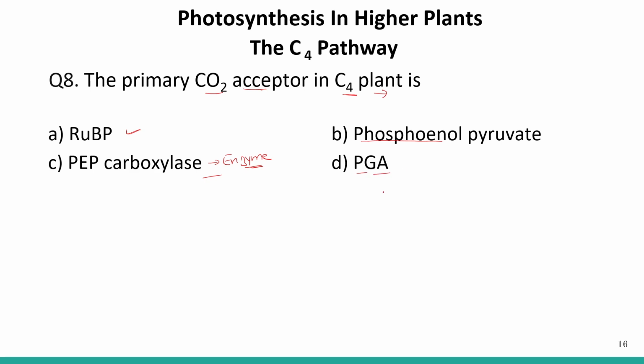Okay, so in C4 plants, we have already discussed that carbon dioxide is accepted by phosphoenol pyruvate, which is a 3-carbon compound. Okay, and this leads to the formation of oxaloacetic acid, which is a 4-carbon compound, in the presence of the enzyme PEP carboxylase. Okay, then what should be the answer? Option B is the correct answer.